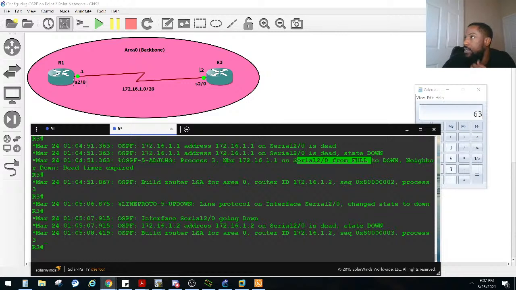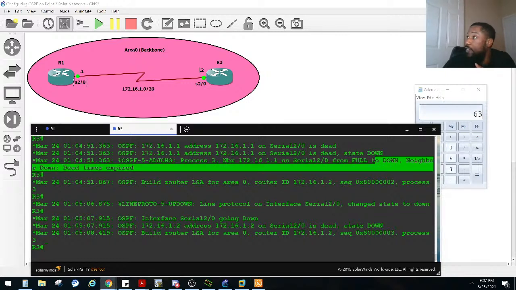Neighbor states. There they go, right there. So the first state is down, right? And that's what we did. We went backwards though, because remember, he went from full to down. Now, if I bring up them states there, let's bring that up.